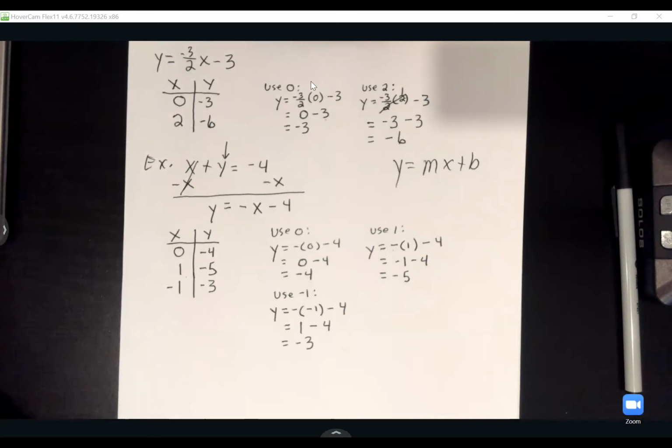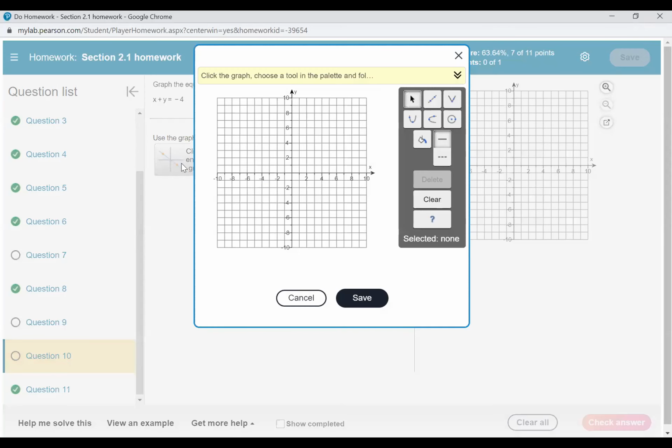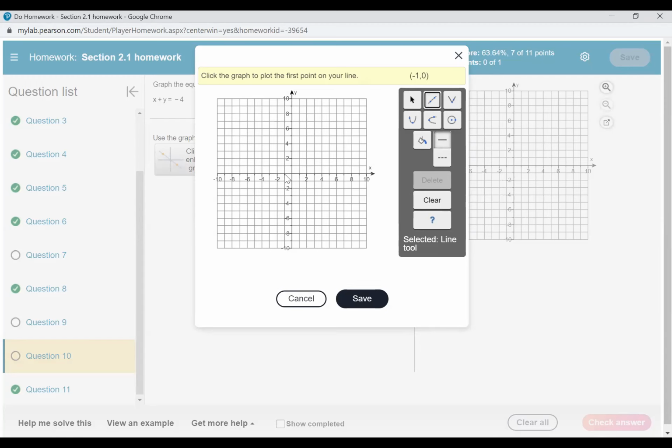All right, so I'm going to plot that 0, -4, 1, -5. All right, so I'm going to click to enlarge my graph. Grab my line tool. Looks like these are going by ones on this one. So my first point was 0 and then go down to -4. Click that. My second point was 1, -5. So go right 1 on the x-axis and down 5. So I got my 1, -5.